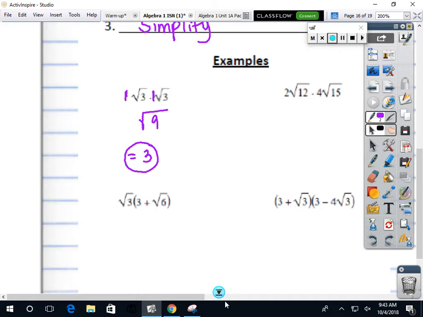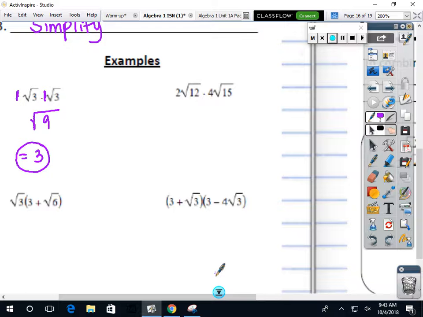the second example. Okay, this time, remember, step 1, multiply the numbers outside the radicals. What would that be for this one? 8. 2 times 4 is 8. Now we multiply the numbers inside the radicals. So 12 times 15 is 180.